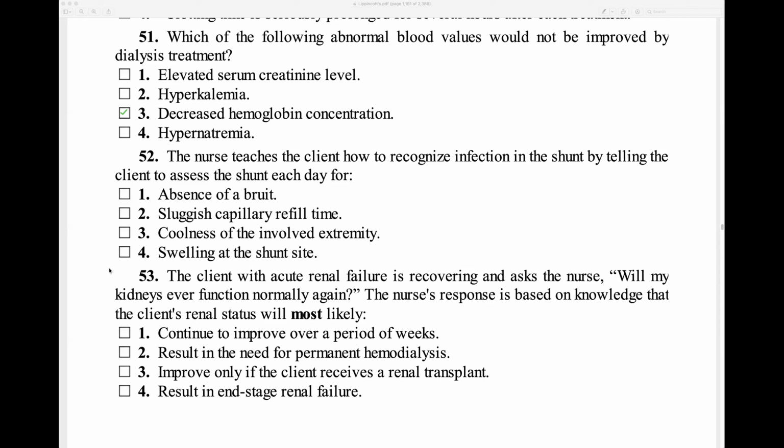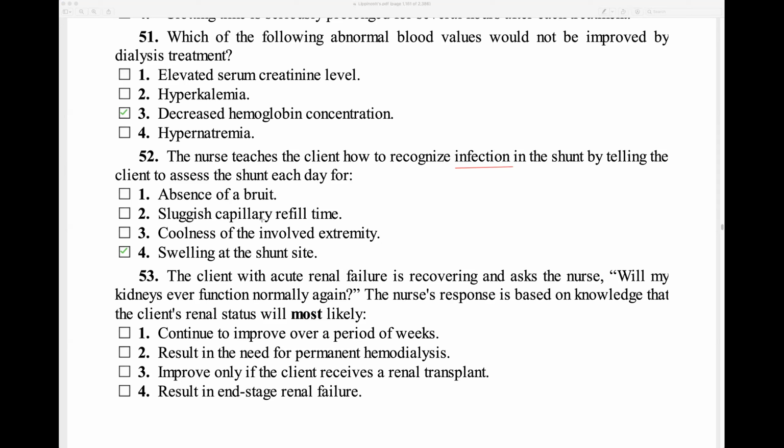All right, so very good. The correct answer for 52 is 4. So there's one word that tells you why that's the answer. What is the one word in the question that tells you what to focus on? In the question, there's one word: infection.